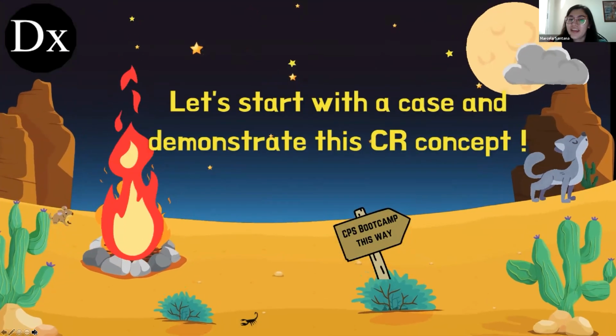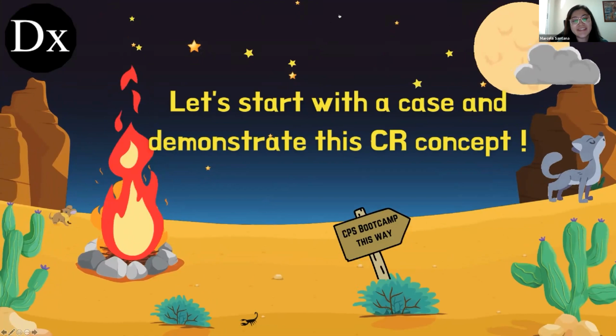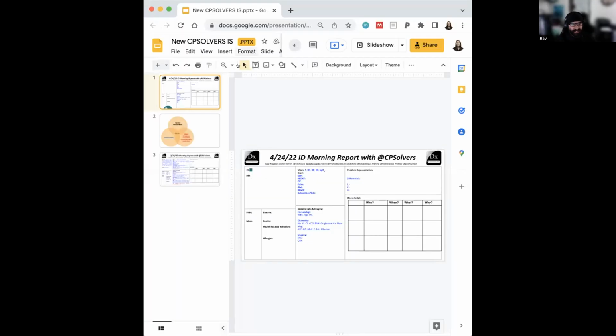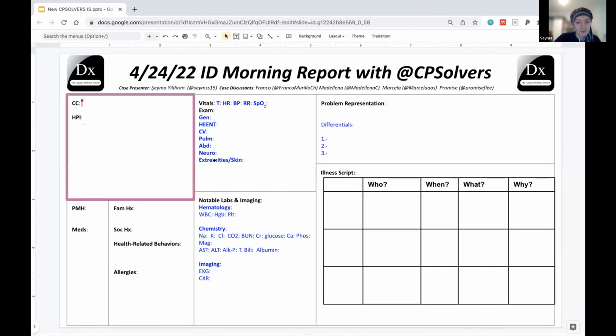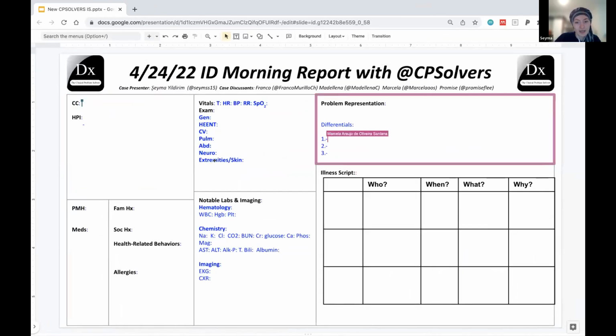So let's start with the case and practice what we just learned. Okay, very good. Let's deploy the whiteboard and get moving with the case. And our case presenter will be Shema, and discussants will be Franco and Promise. So then I will start with the first aliquot. We have altered mental status.